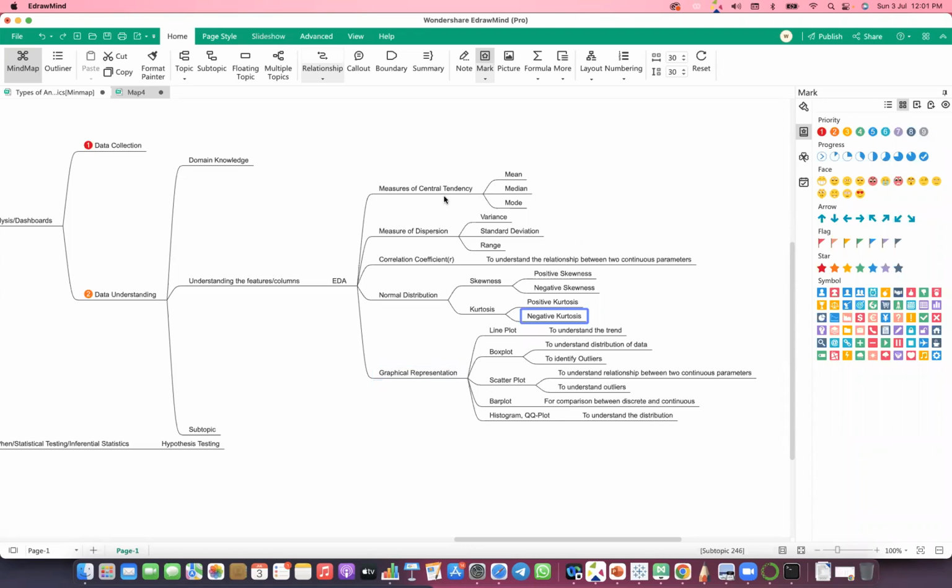Once you have a better understanding of the data, now, without understanding the data, can you clean the data? Now you have a very good understanding of the data. After having a good understanding, what do you do?